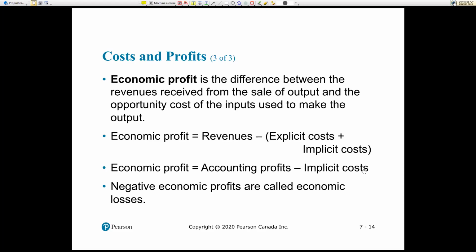But again, we say it here, but it's not something you should lose lots of sleep over. Negative economic profits are called economic losses, or being in the red. So if you're in the red, it means things are not going so well. You should turn the boat around.